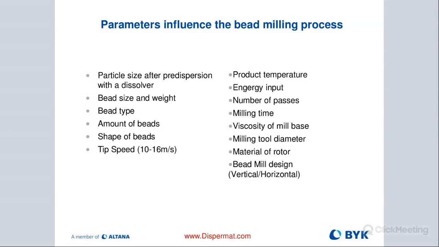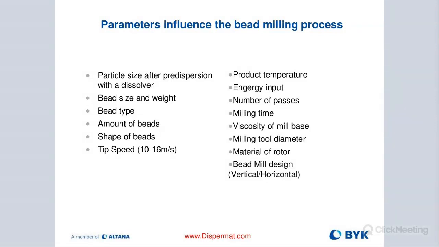And then we have cases where 5 minutes of milling time is already enough to give us the proper particle size. It depends really on your mill base and formulation. That impacts that parameter. Again, the viscosity is very critical. If we are too low in our viscosity, then we have a problem putting in enough energy. If our viscosity is too high, then we're having a problem with flow of the material through our milling chamber or our basket mill. So again, the diameter of our milling tool is also important.